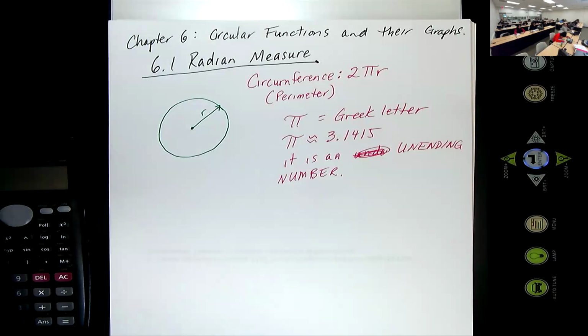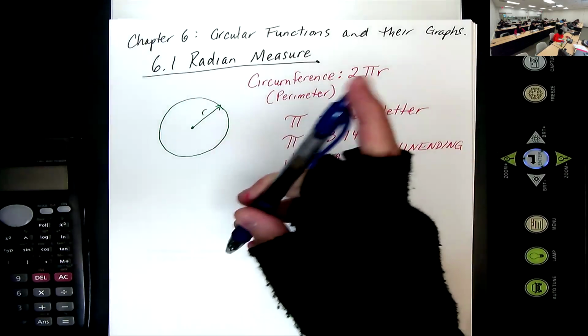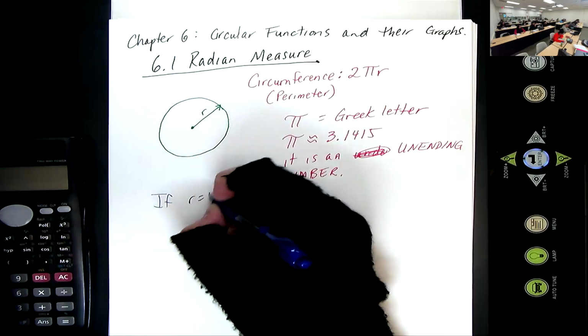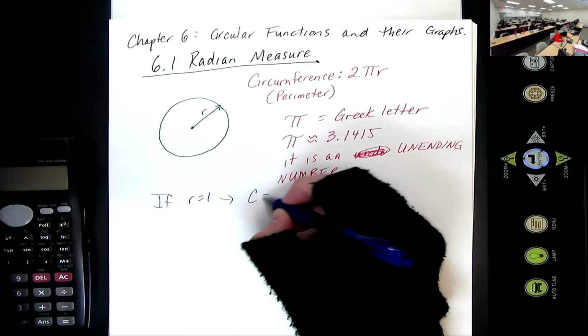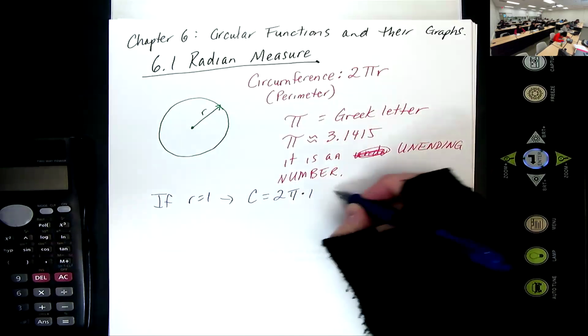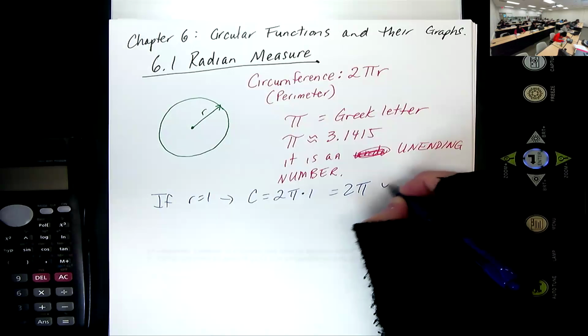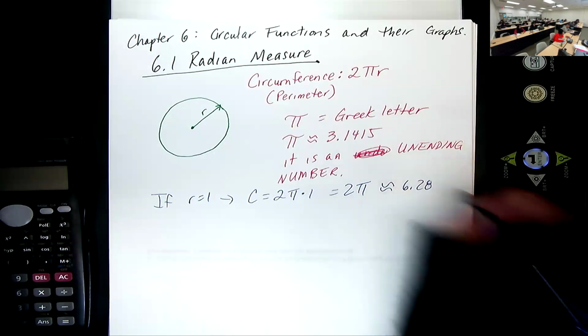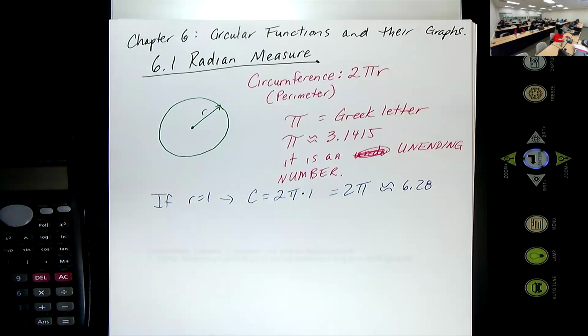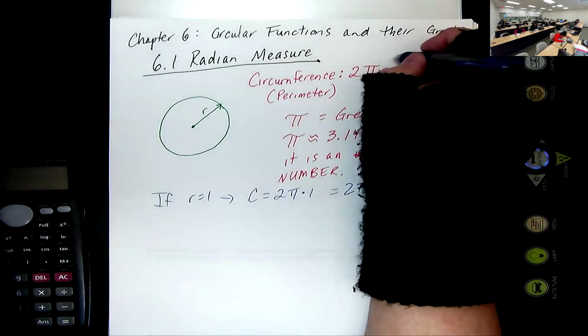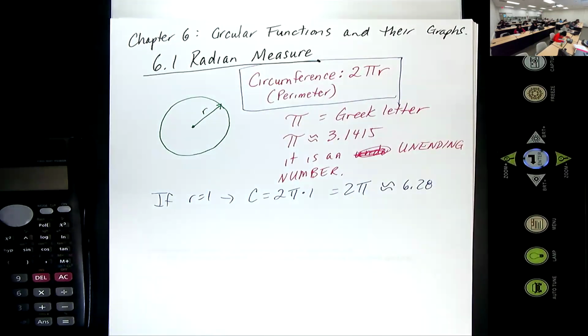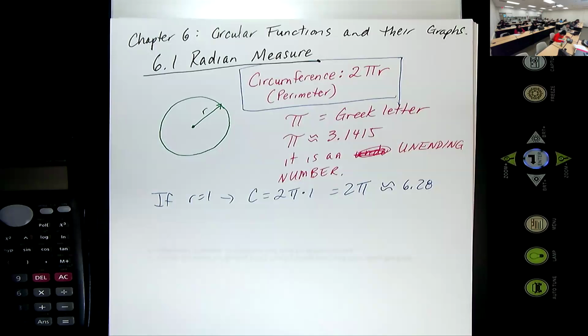So the circumference is 2 pi r. So if r is 1, then the circumference is 2 times pi times 1, which is 2 pi, which is approximately 6.28. In fact, this formula is worth remembering if you don't know it. You should memorize that one. It'll do you good to memorize pi to a couple decimal places, but if you do more than 4, it's because you enjoy it.